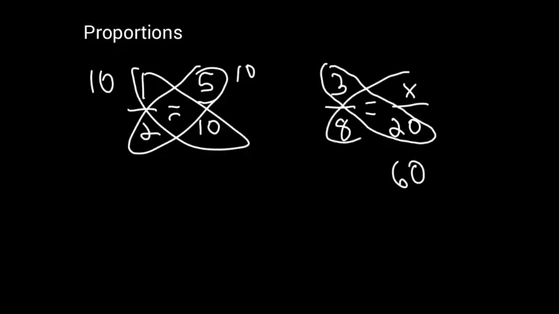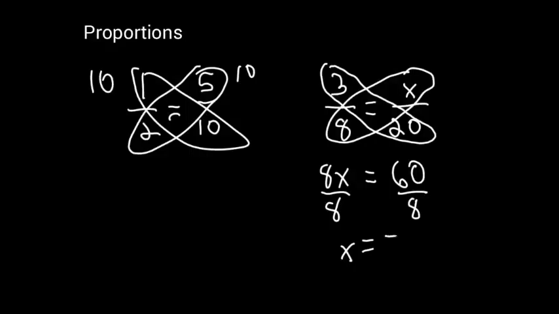And then 8 times whatever my unknown is. I just made it an x, just for fun. So I have 8x equals 60. Now I have a one-step problem I can solve, so I'm going to divide by 8. 8 will go into 60 7 times with 4 left over, and 4/8 would equal 1/2. So this is 7 1/2.